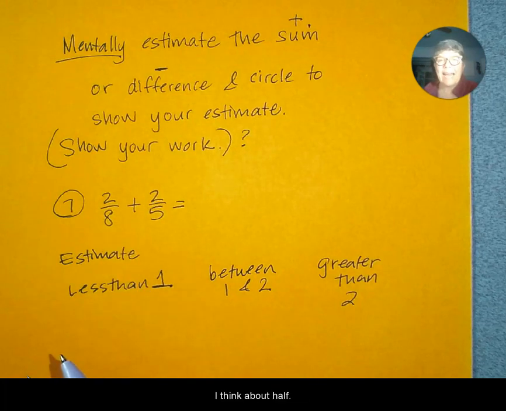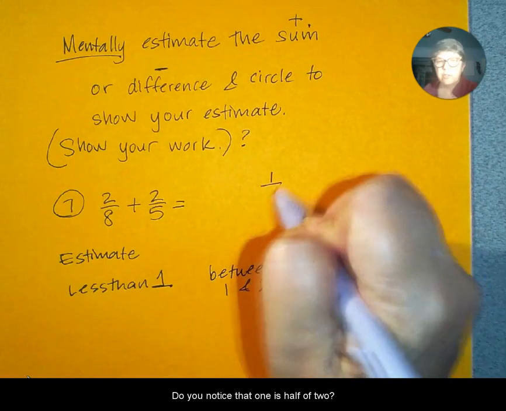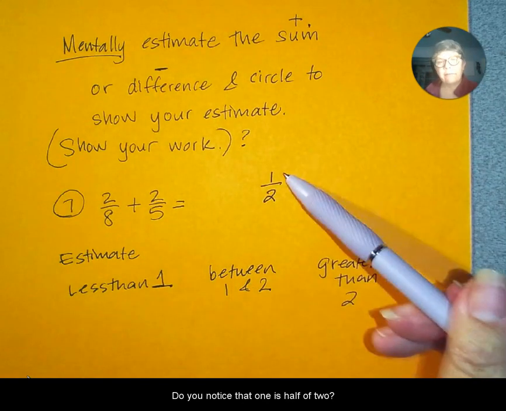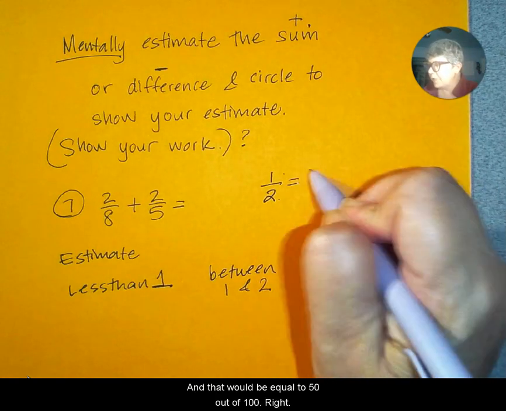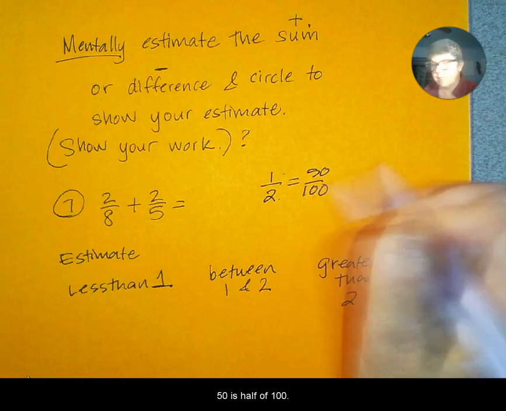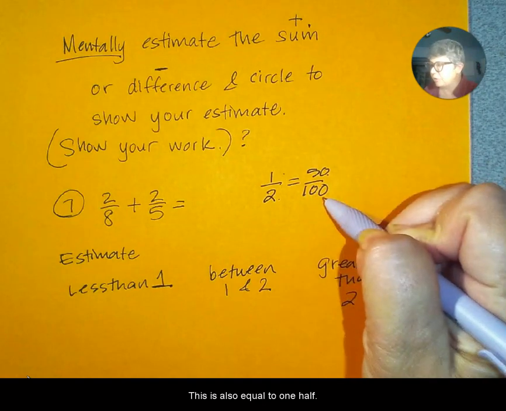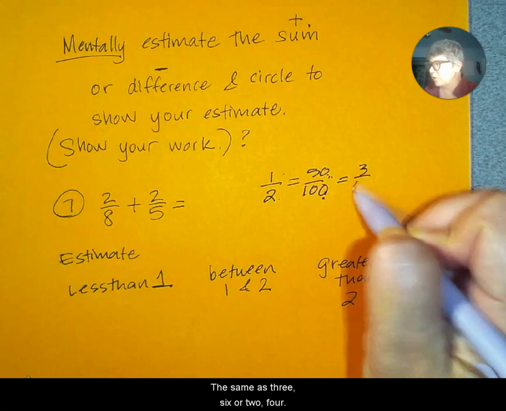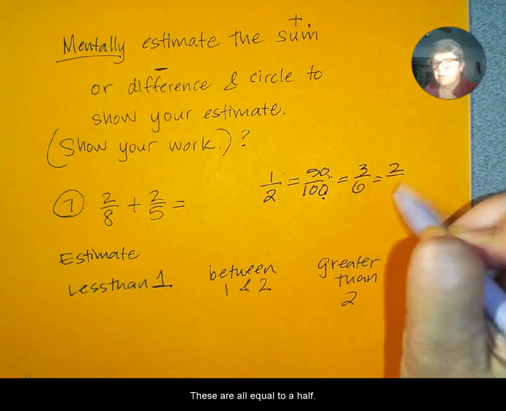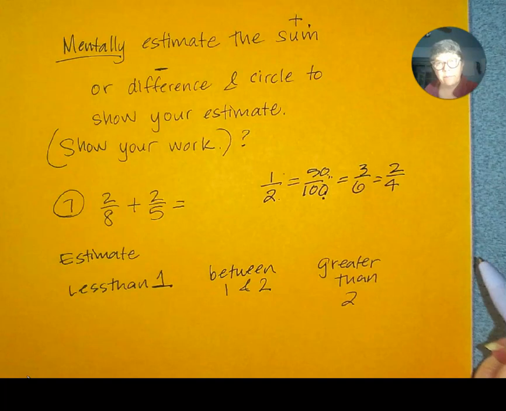This is what I think about. I think about half, okay? Now, 1/2, do you notice that 1 is half of 2, right? And that would be equal to 50 out of 100, right? 50 is half of 100. This is also equal to 1/2. The same as 3/6 or 2/4. These are all equal to a half, okay?